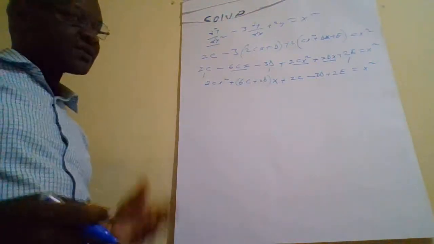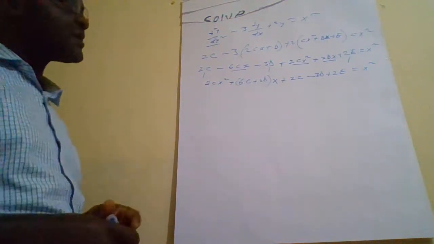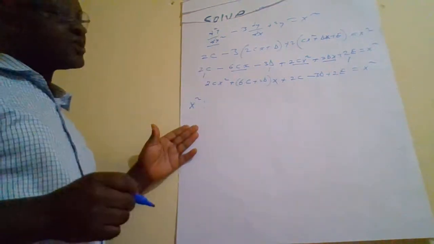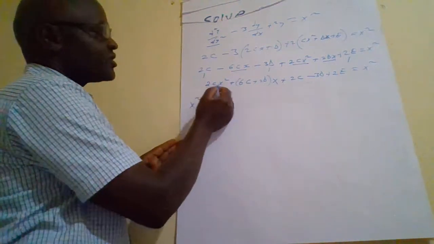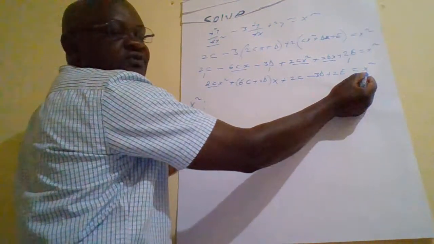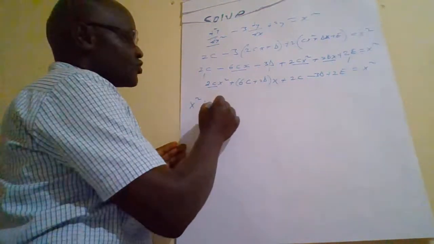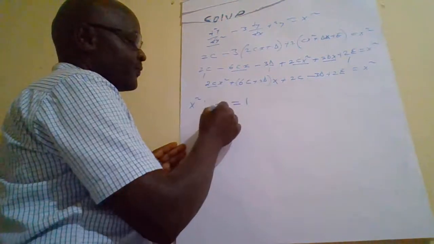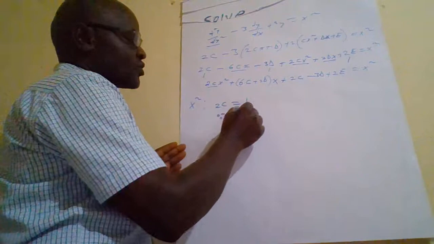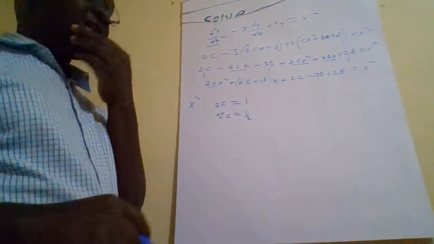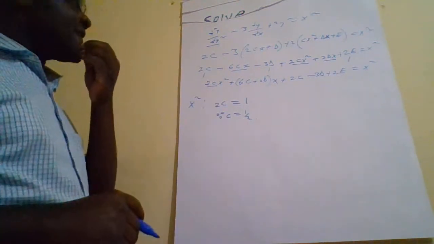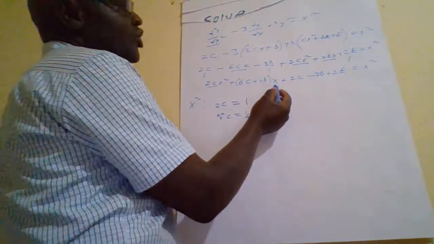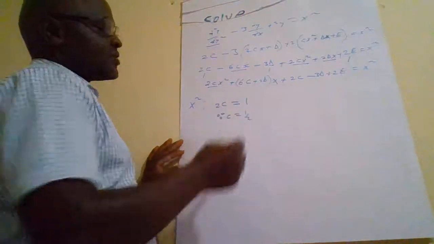So from here we shall try to equate the coefficients of x. We shall start with the coefficients of x squared. You can see we have 2c equals the coefficient of this x squared, which is 1. So we shall have 2c equals 1. Therefore, c equals 1 over 2. We have the value of c. We can now move on and get the value of the remaining ones, and now the coefficients of x squared, we are through with that.